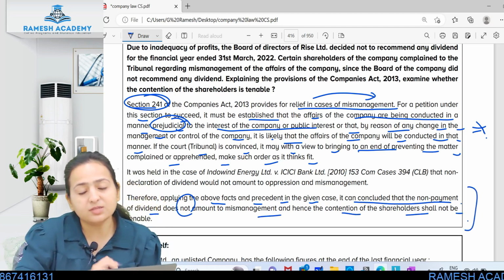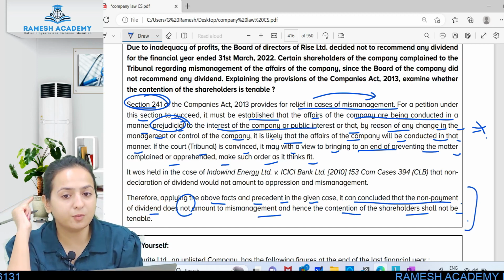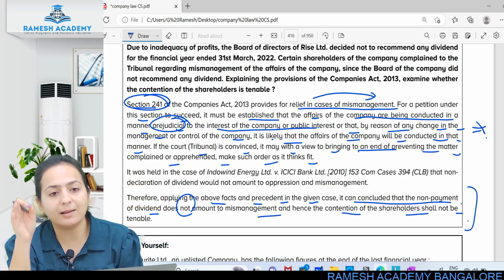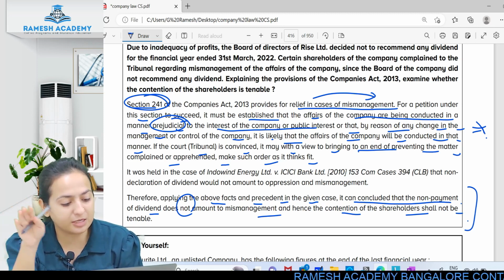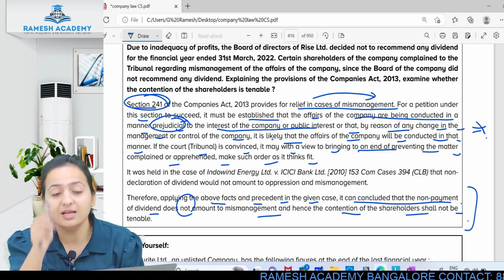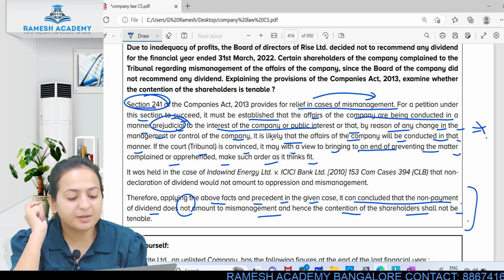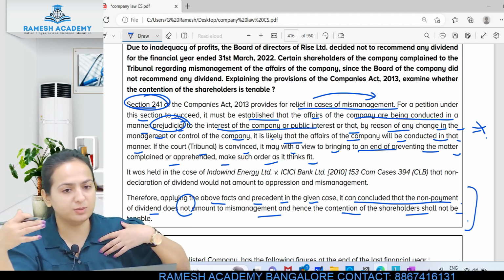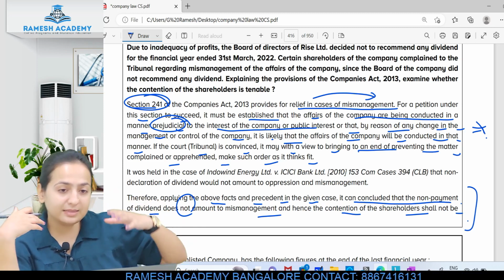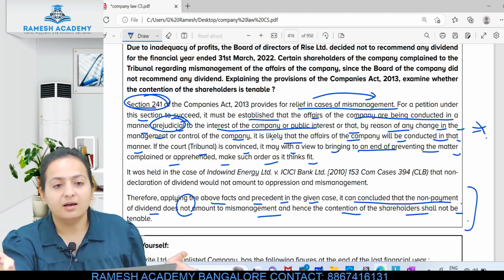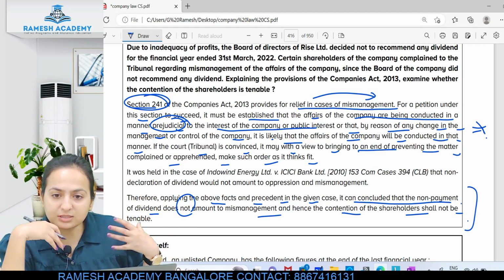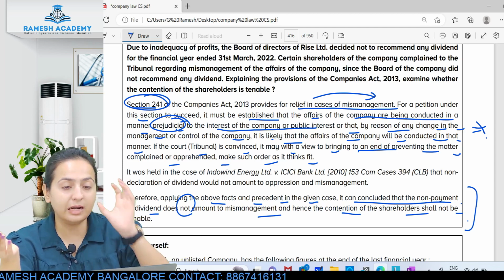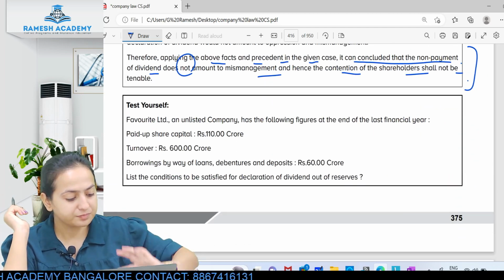See, section 241 says that supposing there is mismanagement in your company, you can go to the tribunal, and you will get protection only if affairs are being conducted prejudicially to the interest of the company. For example, there is a change in the management or a change in control. In this case, there is no such clear misrepresentation, so the shareholders cannot claim relief from the tribunal.